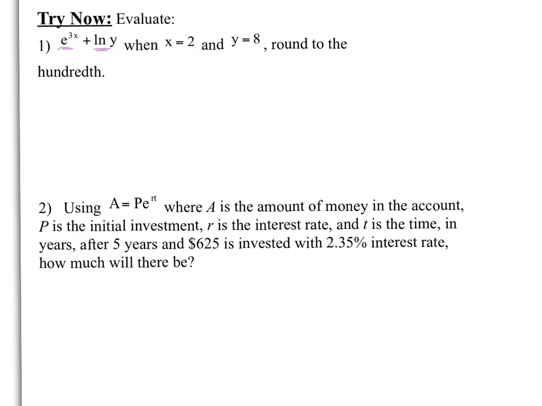The next one would be A equals P times e raised to the RT, where A is the amount of money in the account, P is the initial investment, R is the interest rate, T is time, and then they give you the values that you need to plug into the equation. This one says after 5 years, so you don't have to change any months to years. You just need to plug in 5 for T. And then bring these 2 examples to class tomorrow, and I'll check them.